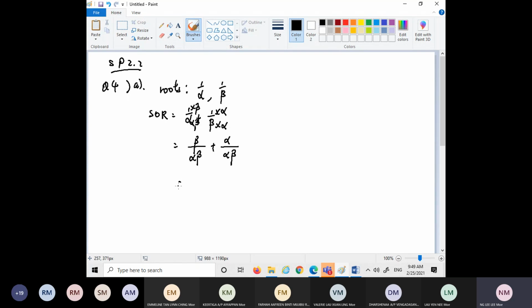Next, I combine these two. Since they have a common denominator, I just write it once. Then beta plus alpha, I can write alpha plus beta. Now you see alpha plus beta is here, alpha beta is here. Now continue with the POR.